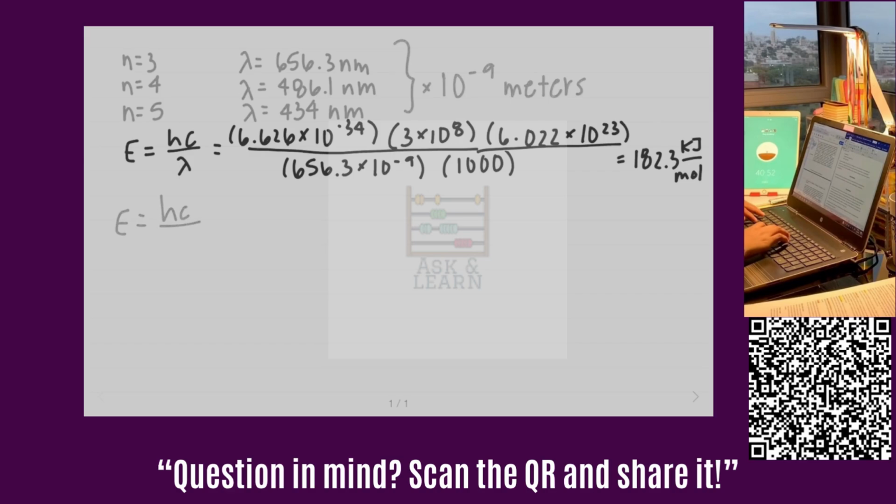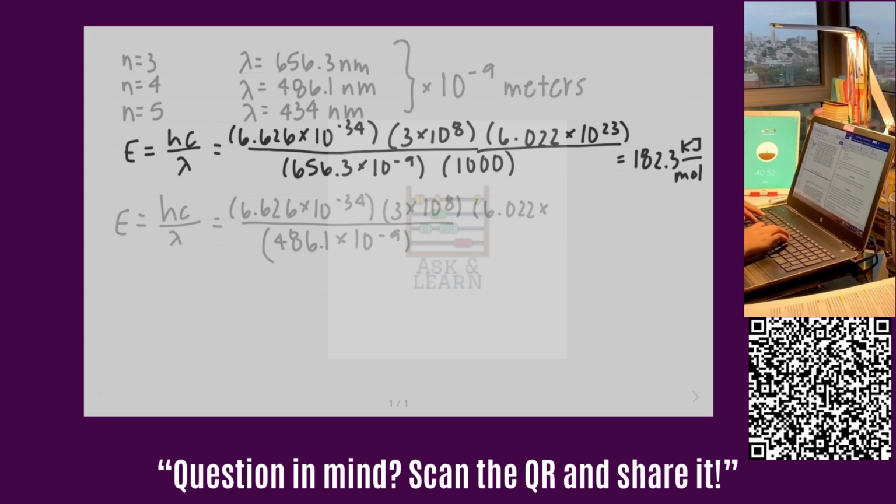And we're going to follow those same steps for our other two wavelengths. So when N is equal to 4, our wavelength is 486.1 nanometers. So we have our value of 6.626 times 10 to the negative 34 for h, our c, which is 3 times 10 to the 8th, our wavelength, which is 486.1 times 10 to the negative 9th to get it in terms of meters.